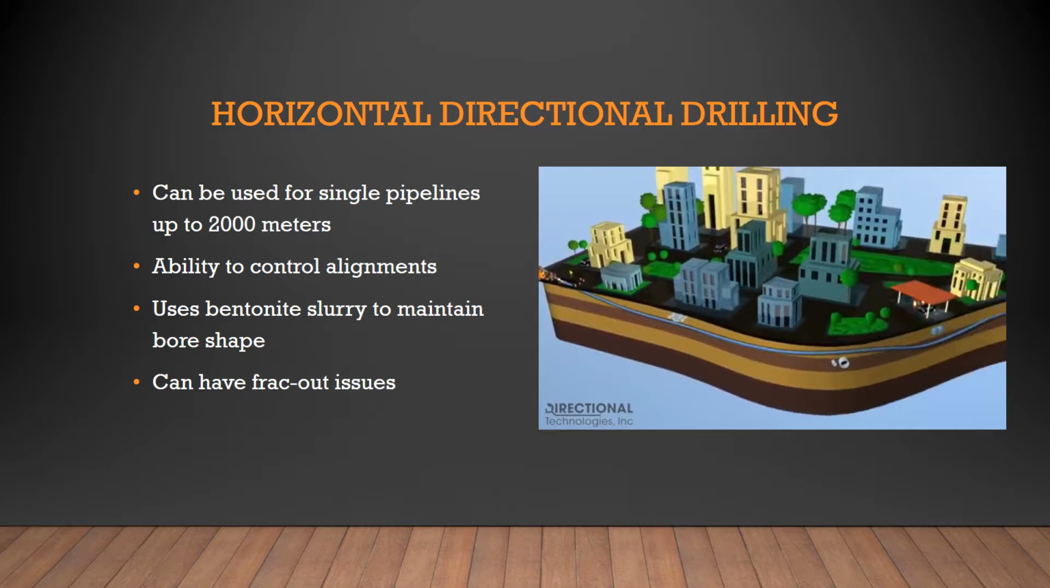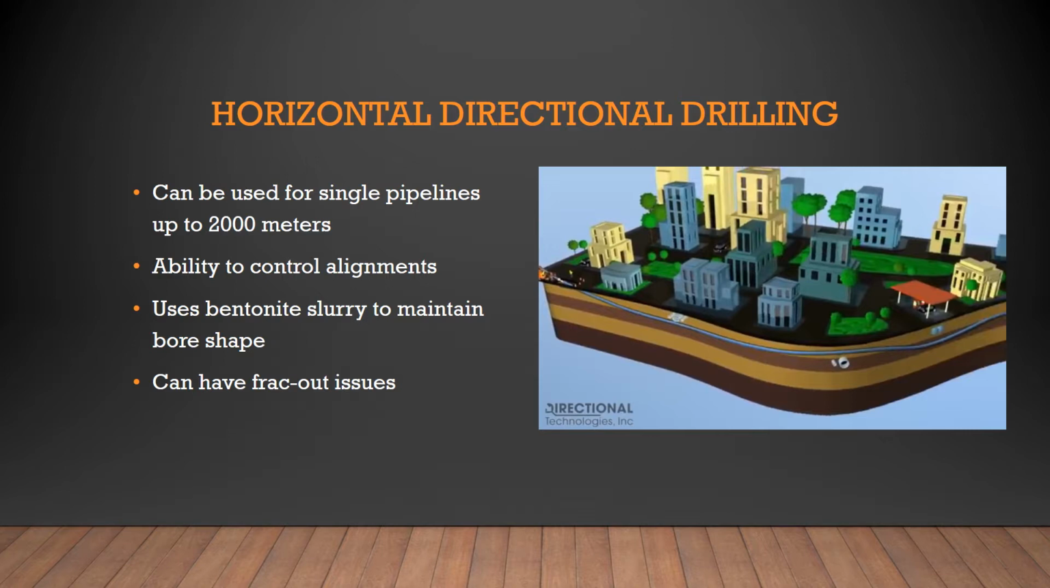In order to maintain the cylindrical shape of the bore, it is common practice that the drill hole is injected with bentonite slurry. One of the common drawbacks to using a bentonite slurry is the possibility of frackout. Frackout is when the bentonite slurry flows through the ground and explodes out the surface. This explosion is so strong it can destroy concrete, asphalt, and other types of grounds.